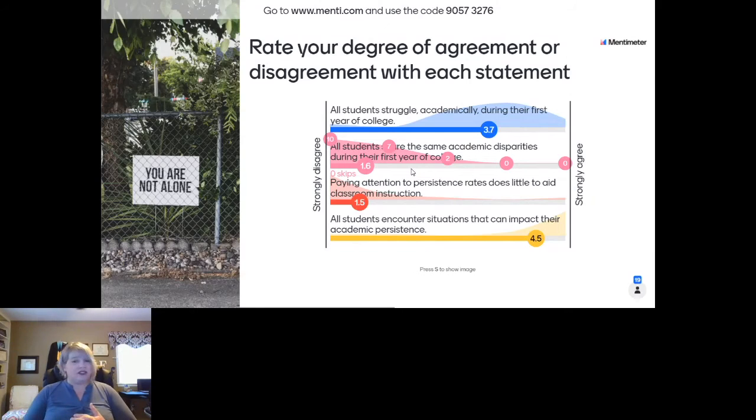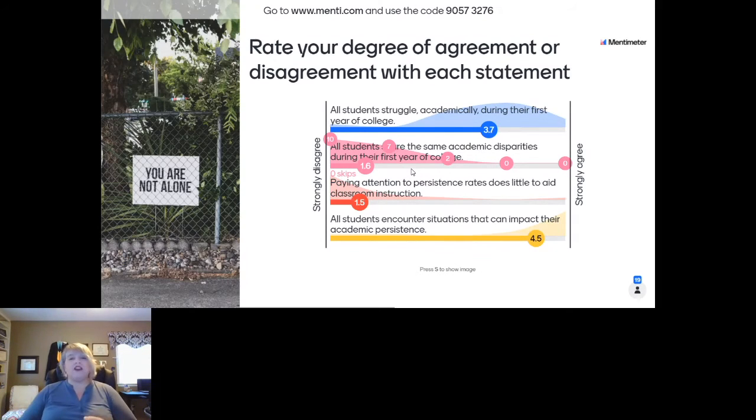And all students encounter situations that impact their academic persistence. That is absolutely true, and that is the heart of why we're here. So let's talk about some empathic teaching and learning practices that we can implement in our instructional design so that we can hopefully drive those retention numbers up.